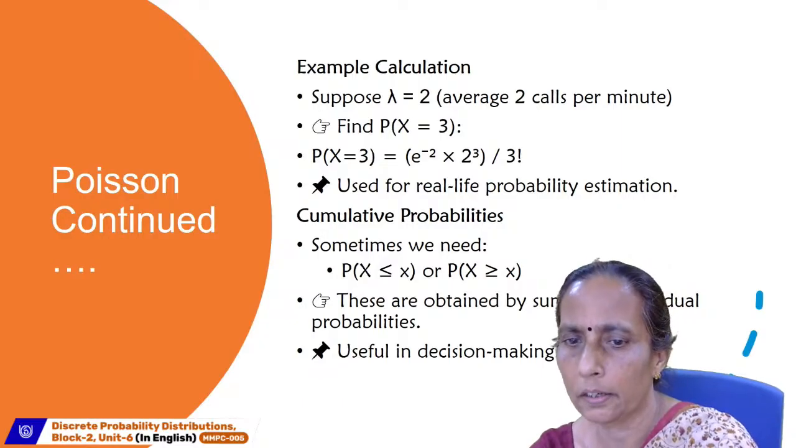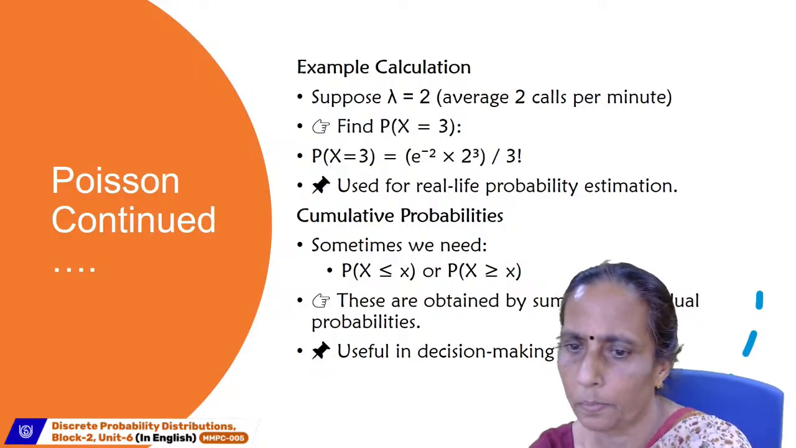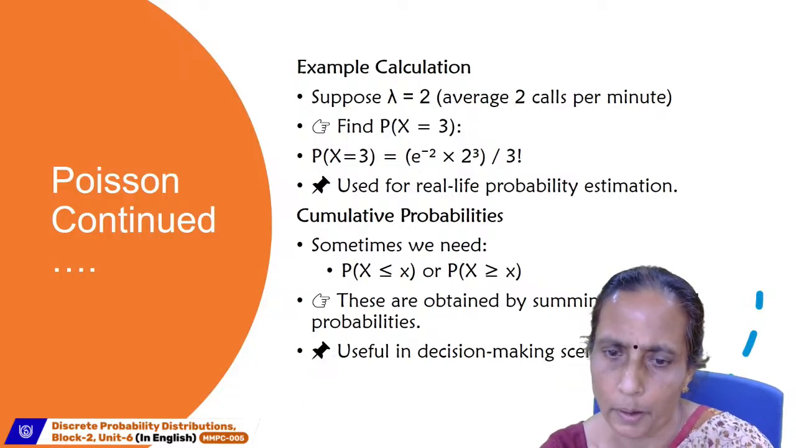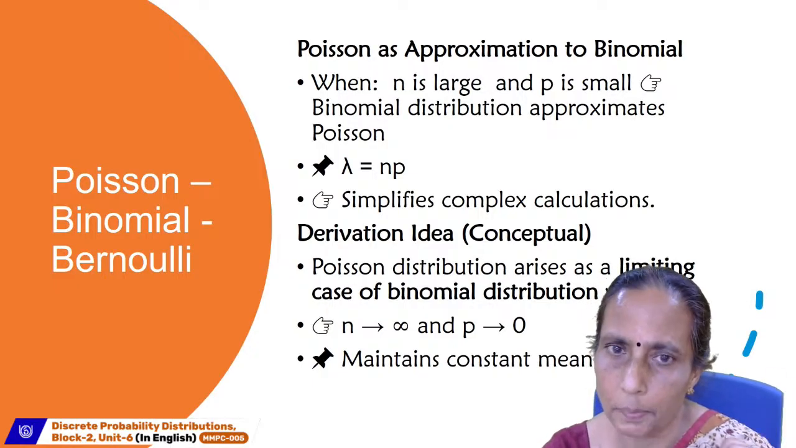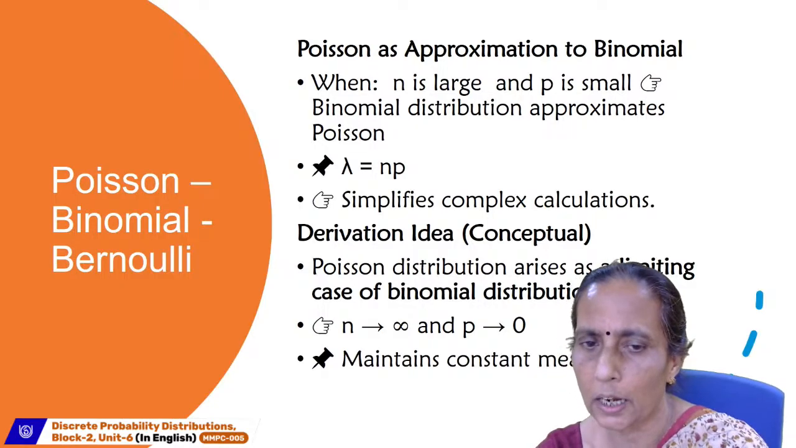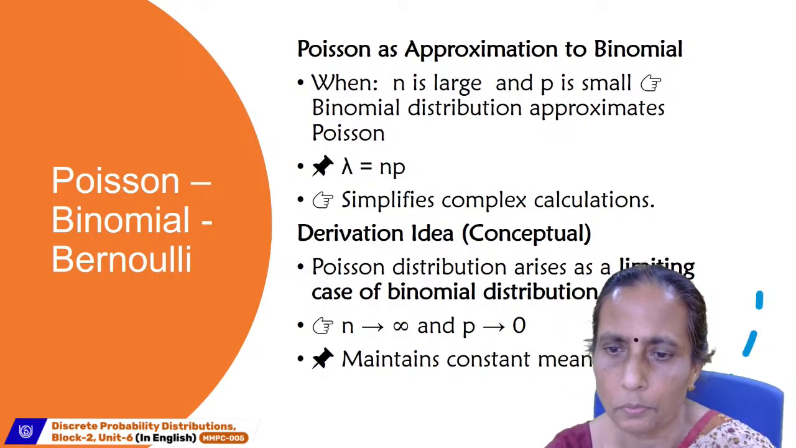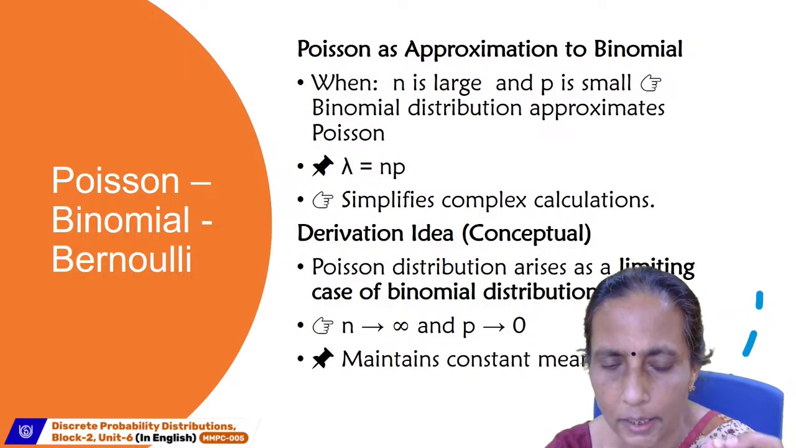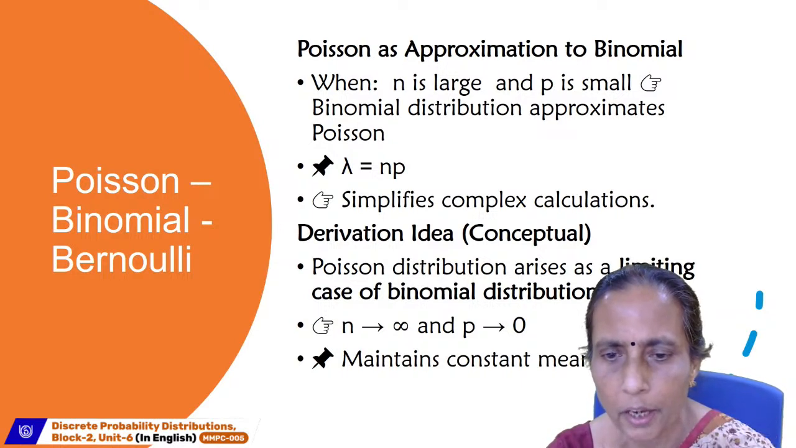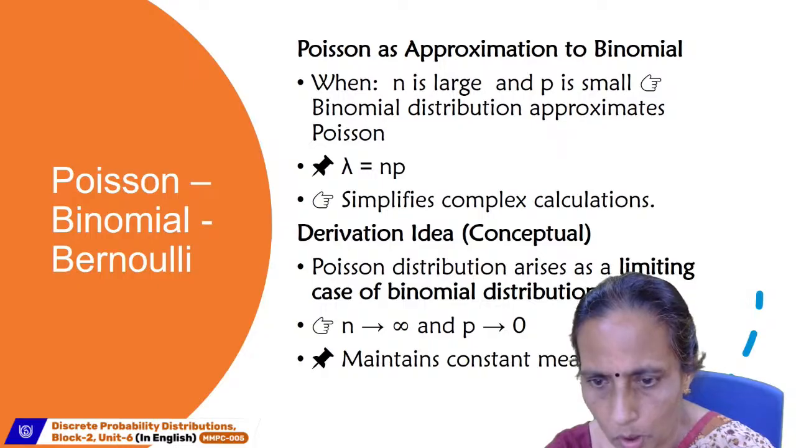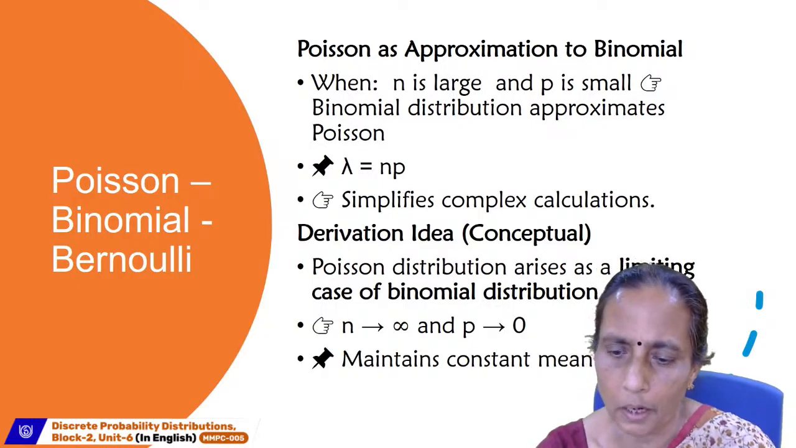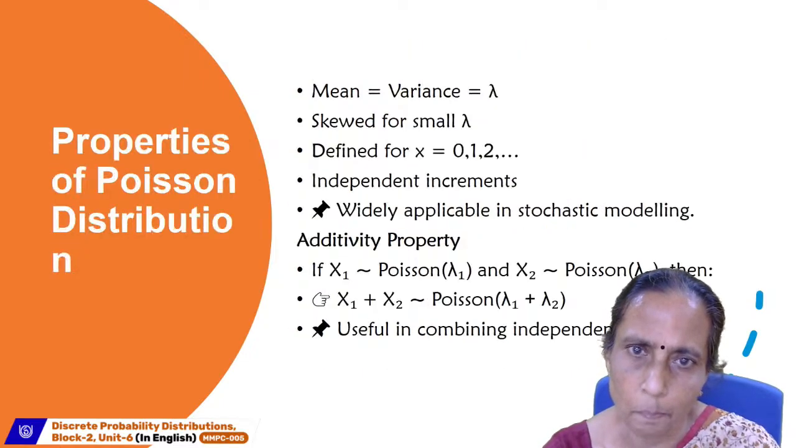And cumulative probability, x less than x or x greater than x, is obtained by summing individual probabilities. And whenever n is large and p is small, the binomial distribution approximates Poisson and simplifies complex calculations. That is, the Poisson distribution arises as a limiting case of the binomial distribution when n tends to infinity and probability approaches 0. It maintains a constant mean, that is lambda is equal to np.